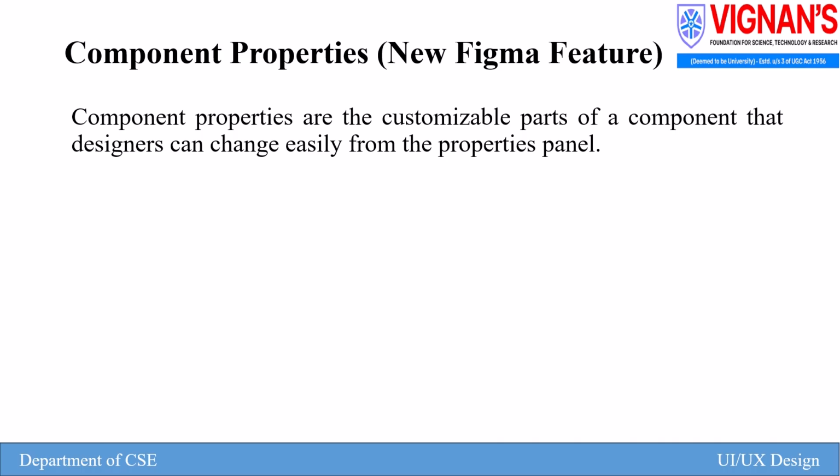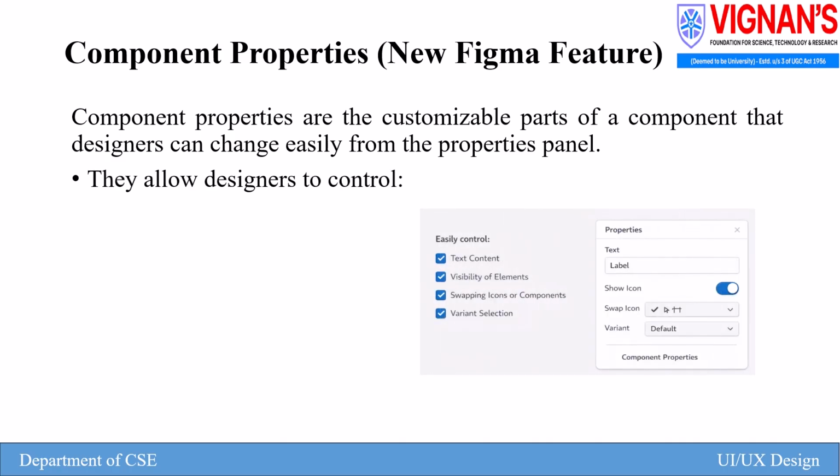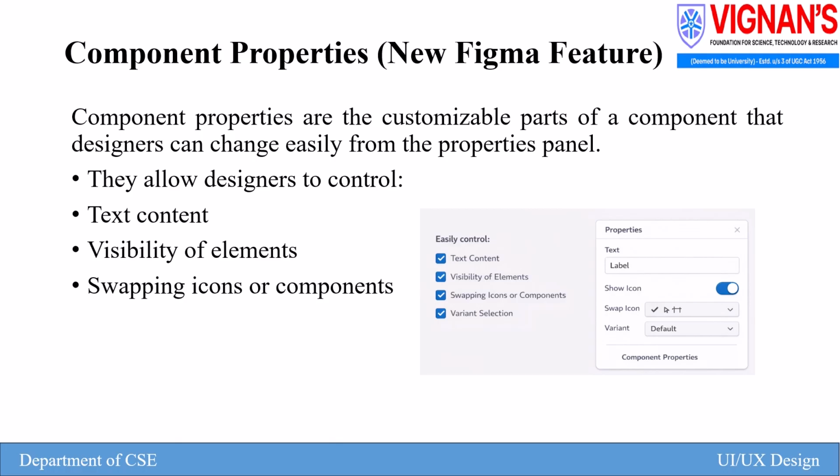Component properties, a new Figma feature. Component properties are the customizable parts of a component that designers can change easily from the Properties panel. They allow designers to control text content, visibility of elements, swapping icons or components, and variant selection.